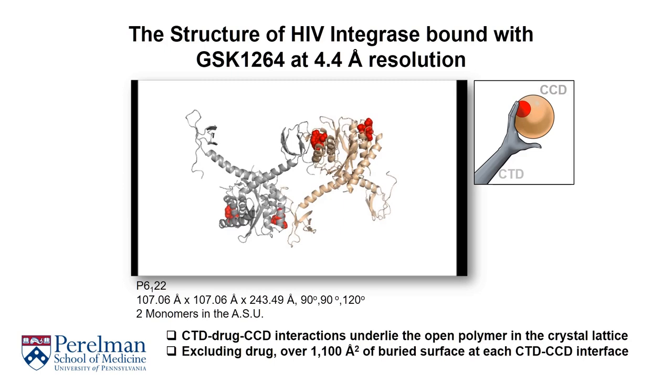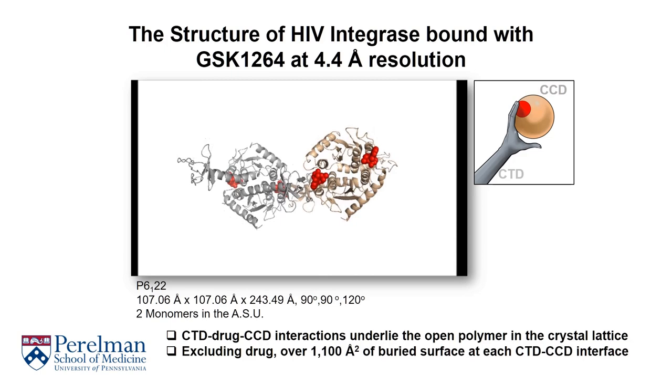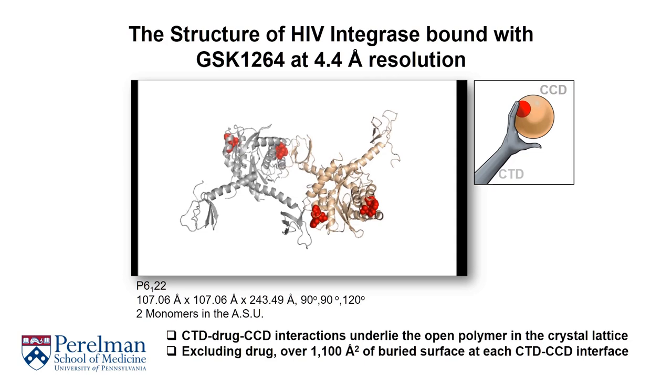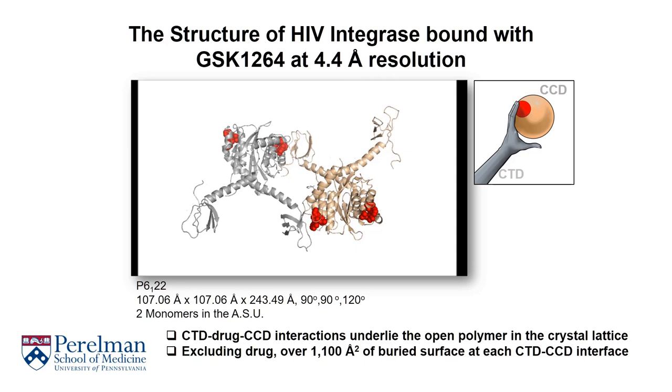Now, the quaternary Y-shaped arrangement of the dimer is very reminiscent of the two-domain catalytic core domain and C-terminal domain crystal structures of HIV integrase presented in the early 2000s. However, this structure is different in the rotation of the C-terminal domains and the CTD-CCD domain interaction itself. This CTD-CCD interaction has not been previously observed in any prior retroviral integrase structure. And this is an extensive protein-protein interaction, in that, excluding the bound inhibitor, over 11,000 square angstroms of solvent-accessible surface is buried at each interface.